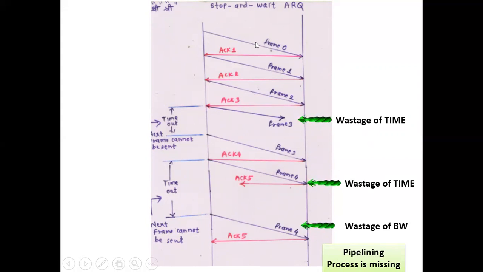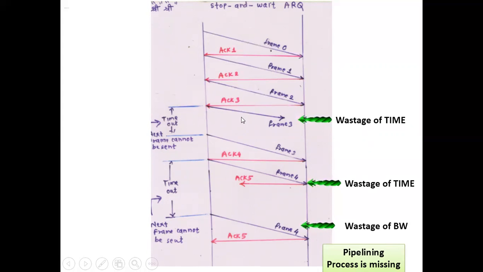See this, frame 0 sent, frame 0 received, ACK 1. So ACK 1 is indicating send frame 1. So frame 1 will be sent by the sender. So frame 1 sent, frame 1 received, ACK 2. So ACK 2 indicates send frame 2. So frame 2 sent, frame 2 received, ACK 3 indicates send frame 3.